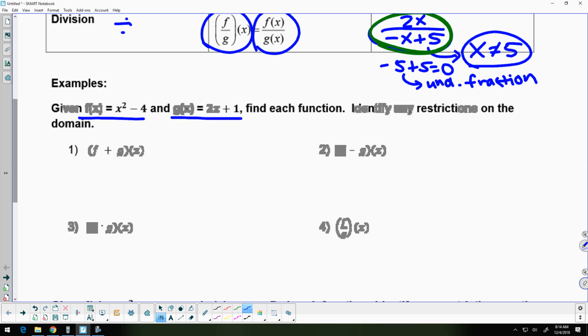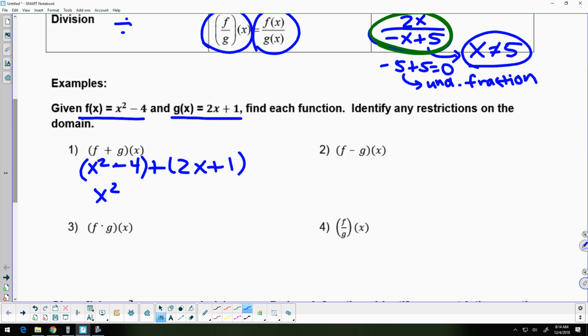So first one, we want to add. So we just have f of x, which is x squared minus 4. We're going to add to it g of x, 2x plus 1. So to add these two together, again, combine like terms. So that'd be x squared plus 2x. The only like terms we have are negative 4 plus 1, and we get minus 3. Okay, so we added it, now we're done.